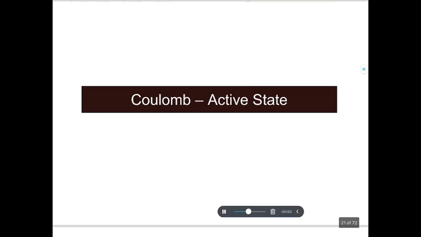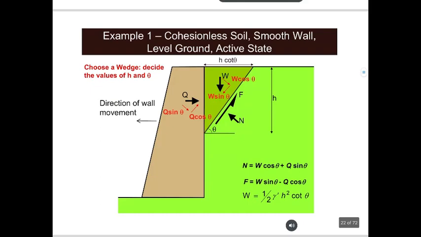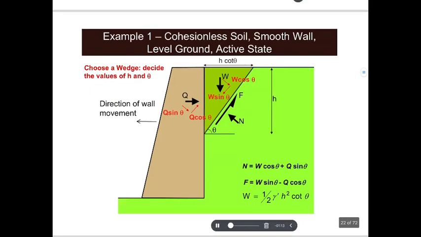Let us see how Coulomb deals with the active state. This is an example of how to derive the Ka for the cohesionless soil, smooth and vertical wall condition, where there is no friction between the wall and the soil and the ground is level. First, we need to choose a failure wedge with any value of h and theta.